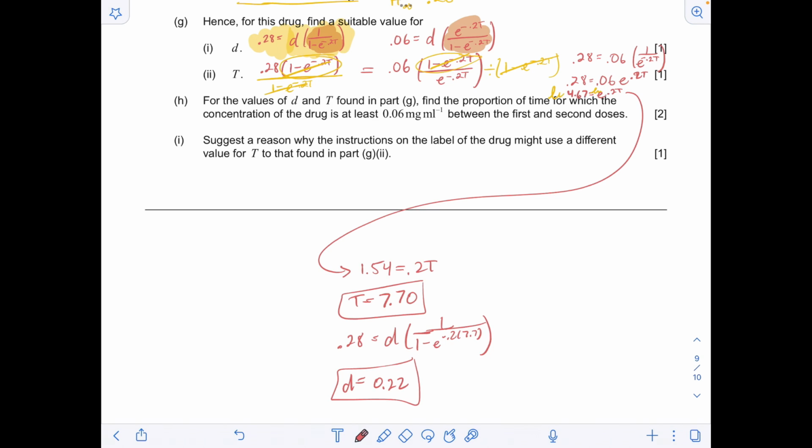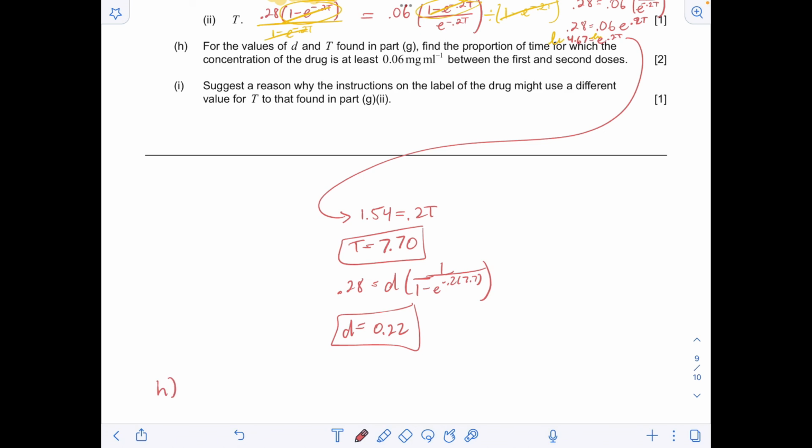And for H, for the values of D and T found in part G, find the proportion of time for which the concentration of drug is at least 0.06 between the first and second doses. So for H, between the first dose and the second dose, we want to know at what time we reach 0.06 as the drug diminishes. So 0.06 equals the original dose, D of 0.22. By the way, we're going back to our original concentration equation. D times e to the negative 0.2t.